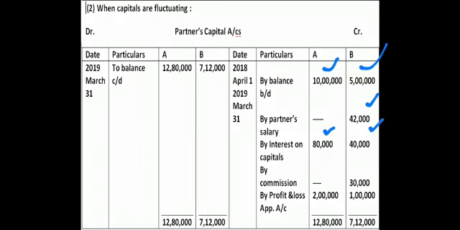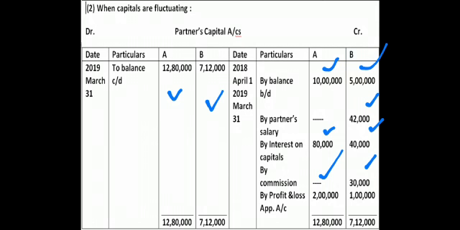Moving on further, it is partner's commission. Again, it was given only to B, so only in B's account we are showing it. In A's account, we are showing nil. Is this clear? Then the distributable profit: 2 lakh, 1 lakh. There were no deductions in the form of drawings or interest on drawings. So we calculated the closing balance: 12,80,000 for A, 7,12,000 for B. This much is clear. This is the fluctuating capital account.